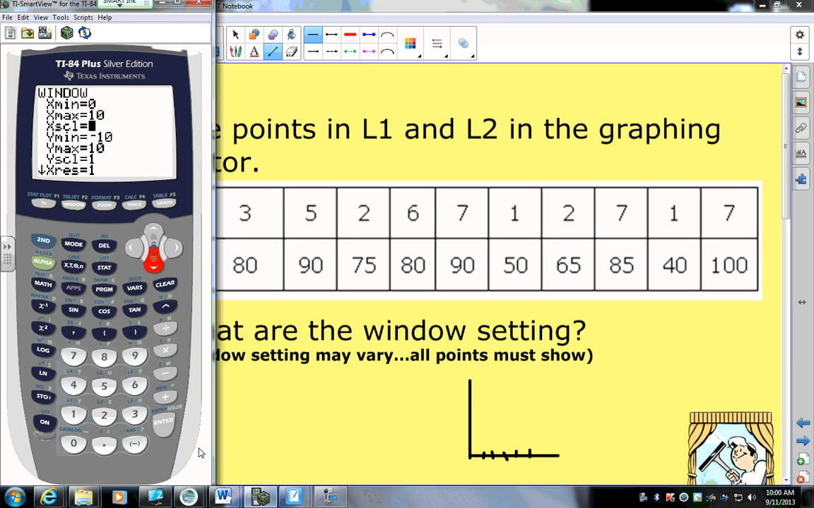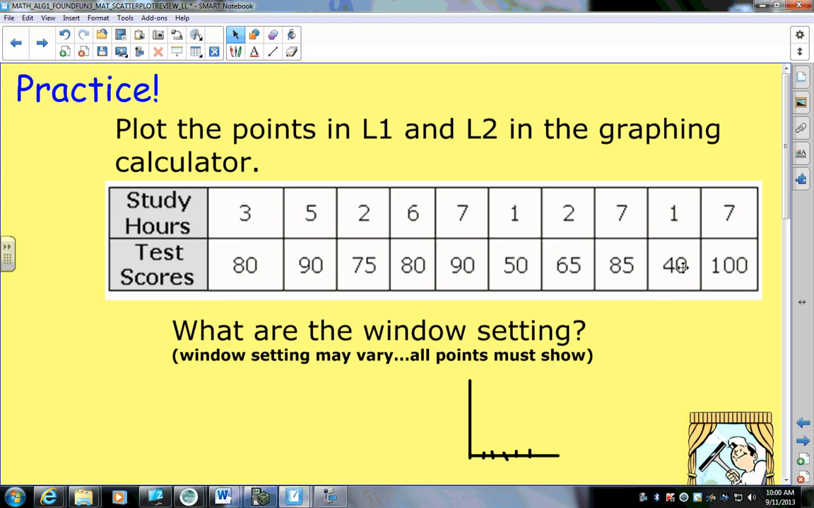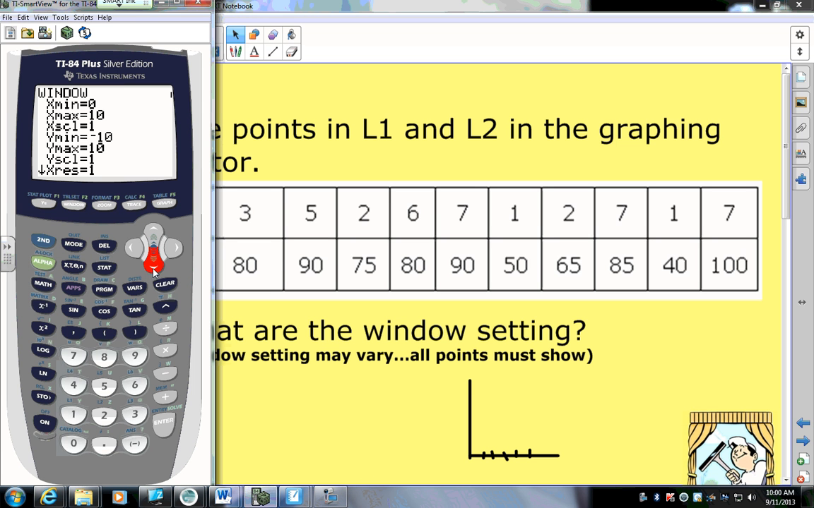And so it just depends. I'm going to leave it at 1 because it's such a small amount. For Y minimum, the smallest Y number is 40. Where's 40? It's right there. So a number smaller than 40, 30, 10, it doesn't matter. Any of those numbers are good, up to the largest number, which is 100. I'll probably just go up to 110. You can go to 101.